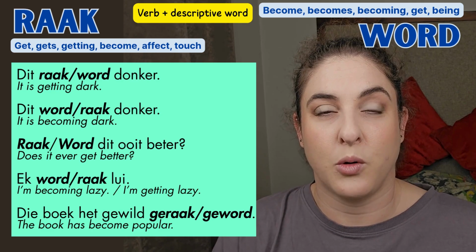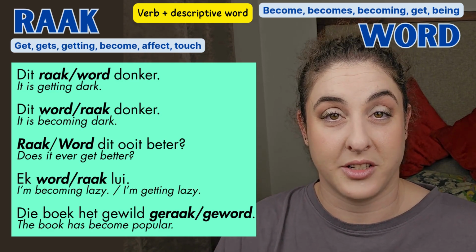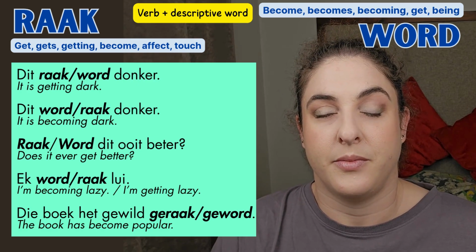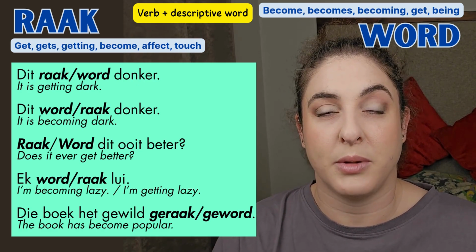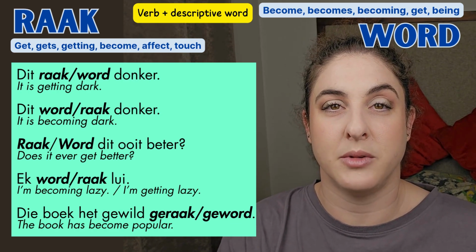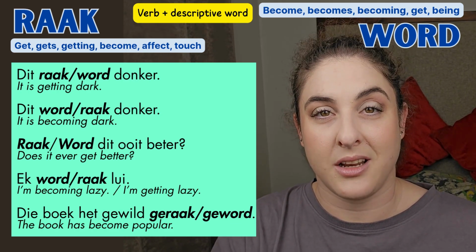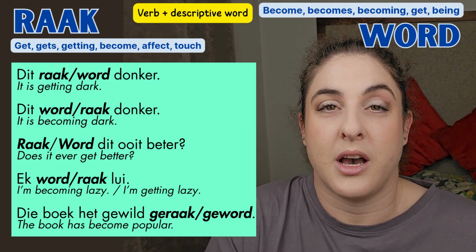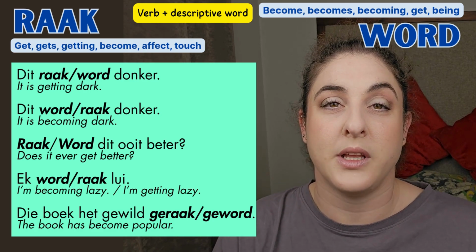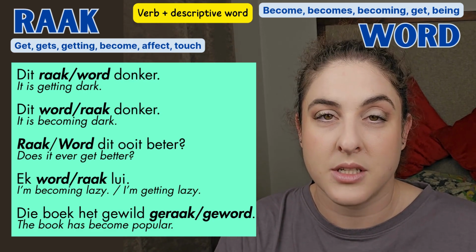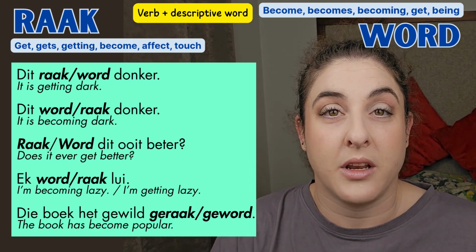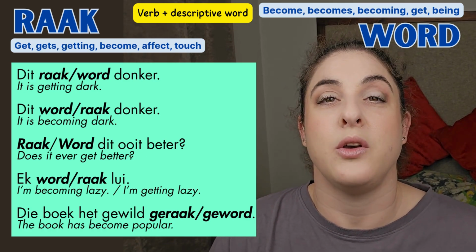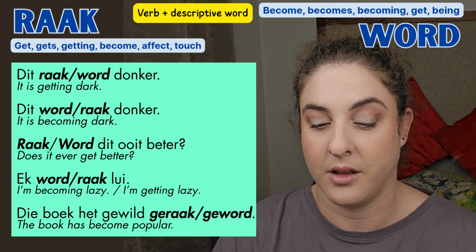If you want a more clear directive, if the English says getting or gets, then you can use raak, because raak is a closer embodiment representation in meaning for getting. And if you want to have a more solid rule for word, then if the English is becoming or becomes, then use word when in doubt. But you can use them interchangeably. It's not going to be wrong when speaking.